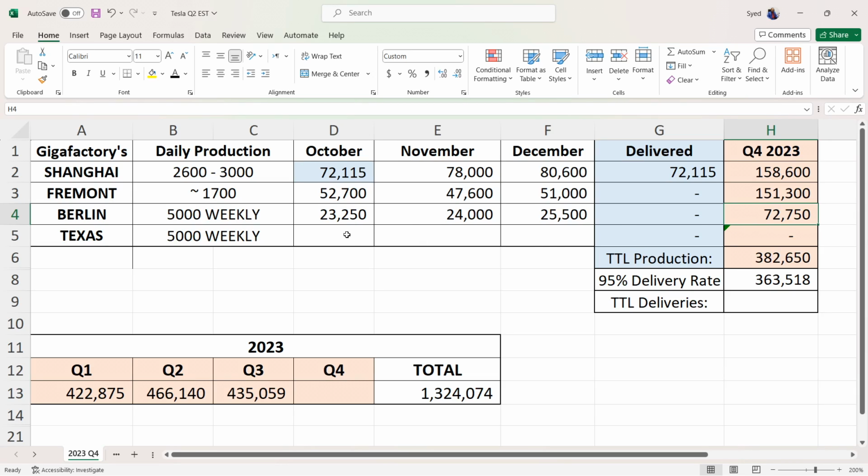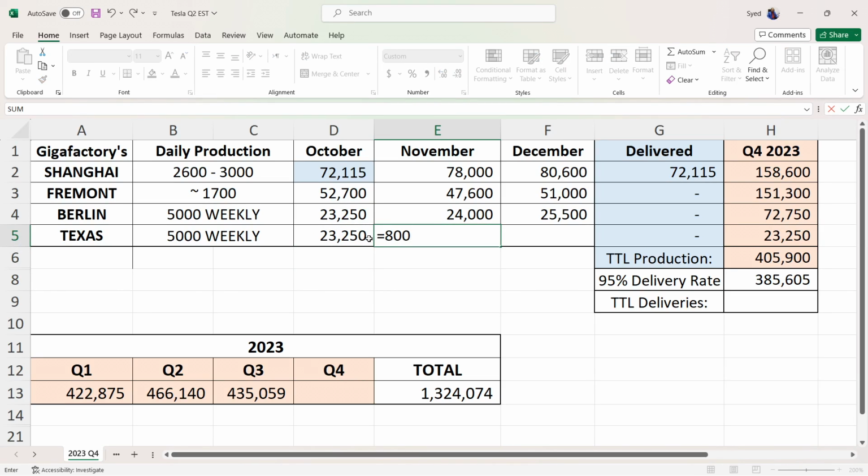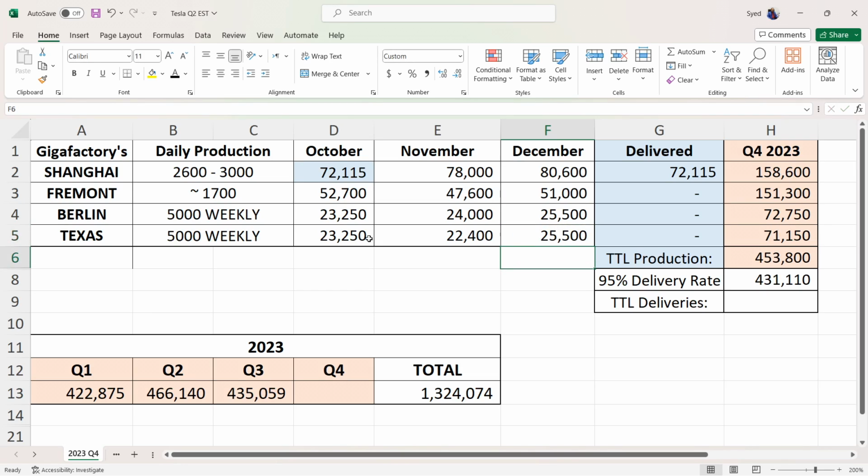In Texas, 750 vehicles produced, multiply that by 31 days. That's 23,250 vehicles. In November, they got 2 days off again because of Veterans Day and Thanksgiving. That's just a little over 22,000 vehicles produced. And in December, same thing as Berlin, 30 days, 850 vehicles, 25,500. Overall in Q4, slightly, just a little bit less than Berlin.